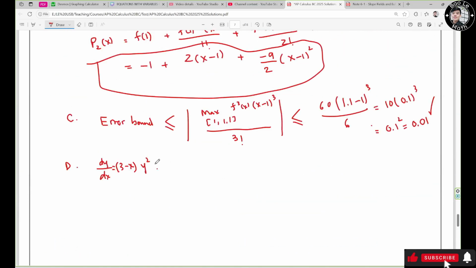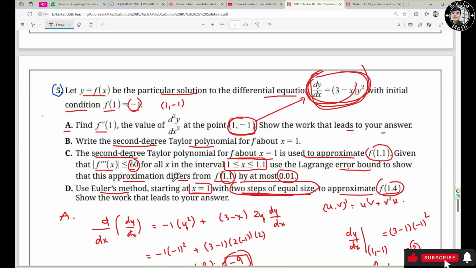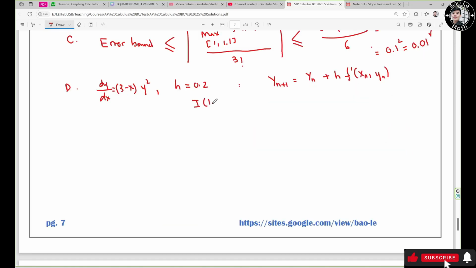So we know the step size from 1 to 1.4 with 2 steps, so the step size should be h equals 0.2, right? And you have the formula y sub n plus 1 equals y sub n plus the step size times f prime of (s sub n, y sub n), right? Now you have the initial condition, which is (1, negative 1) right here, right? Now you set up a table.